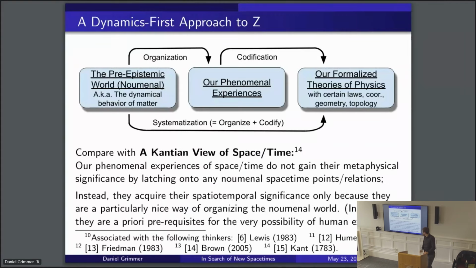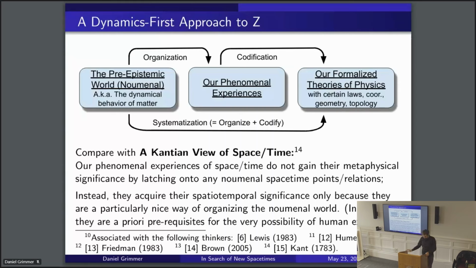That may sound a lot like a Kantian view of space-time, and I think it is. Here's what Kant would say about space and time: our phenomenal experiences of space and time don't gain their metaphysical significance by latching onto any noumenal points or relations. Instead, they gain their significance because they're a particularly nice way of organizing the noumenal world. And what does Kant mean in particular? They're a priori prerequisites for the very possibility of human experience. That's what Kant would say. You can disagree with him about that while keeping the rest of the view. Okay, so it's structurally a kind of Kantian view.